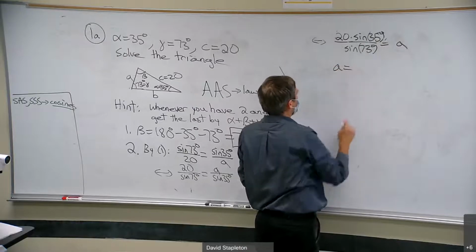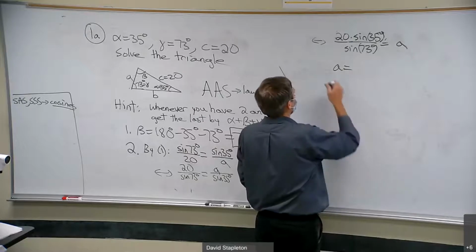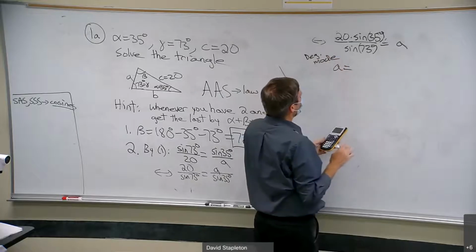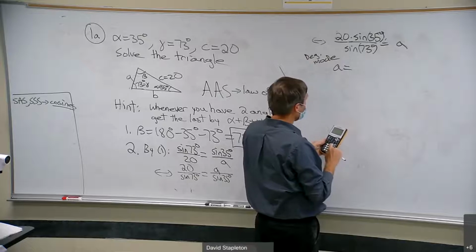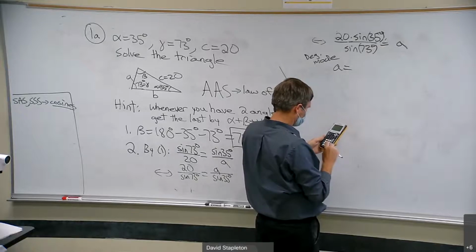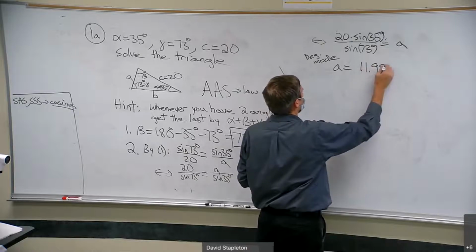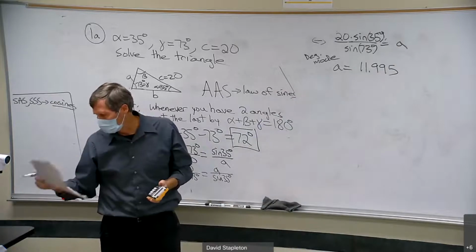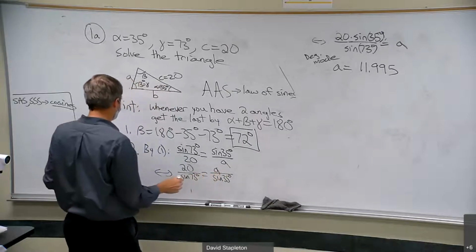So A is equal to, what if I do the division? 20 times, again, make sure it's in degrees mode, 20 times sine 35 close, divided by sine 73 close, and I get 11.995. Now, if I think on the answer here, it says round to the nearest tenth. Yeah, so let's put that on here.